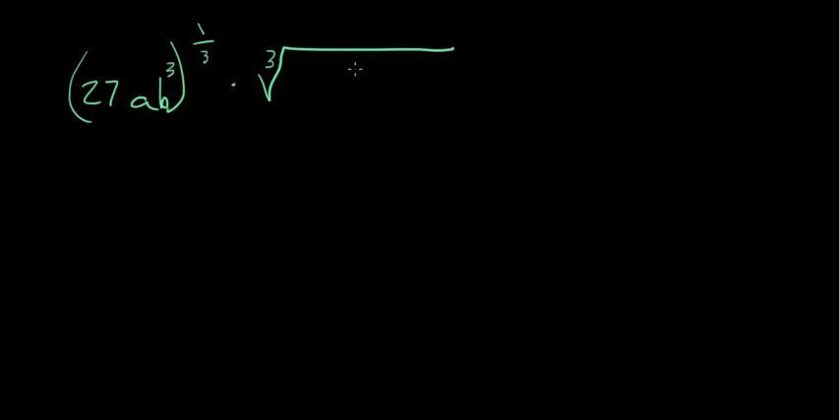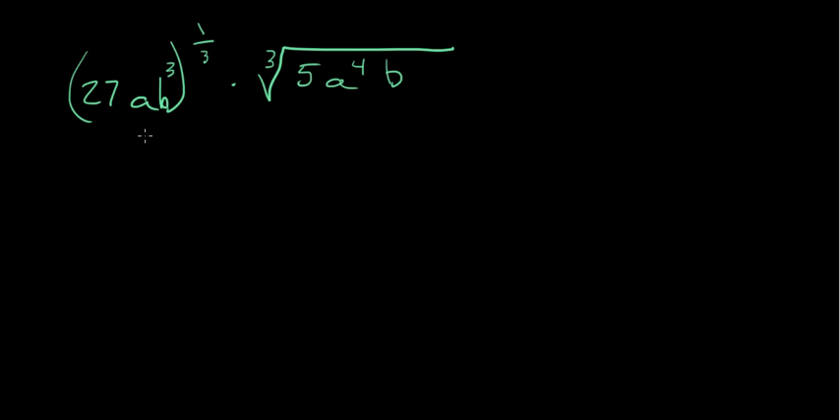So let's try a new example here. Simplify. And this time we're going to assume that each variable has a value greater than or equal to 0. And we will see how many people paid attention to that little thing that I just said. We're going to simplify 27a b to the third to the 1/3 power times the cube root of 5a to the 4th b.